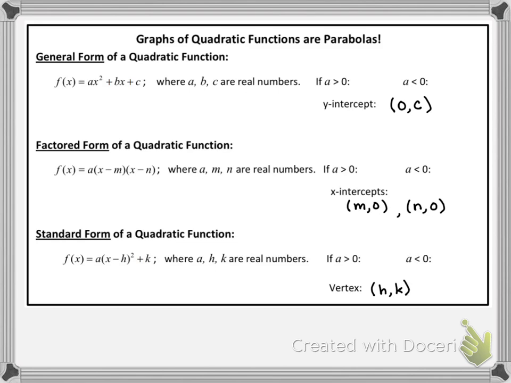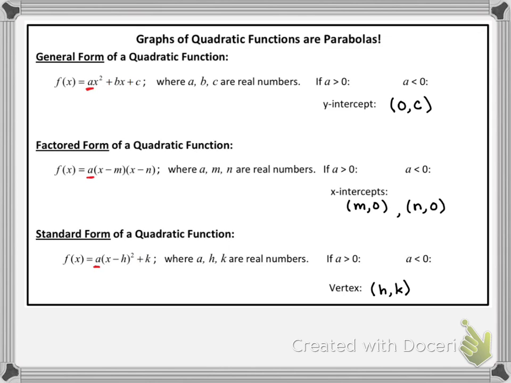Another thing to notice about these forms is that a is always the same. So if you know what that leading coefficient is in one form, it's going to be the same in any other form. So a never changes, regardless of what form it's in.